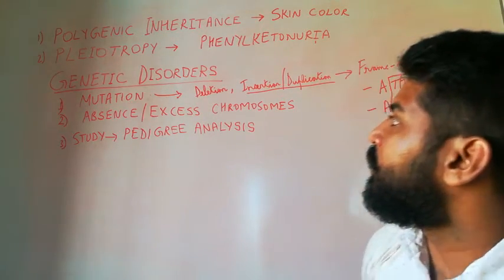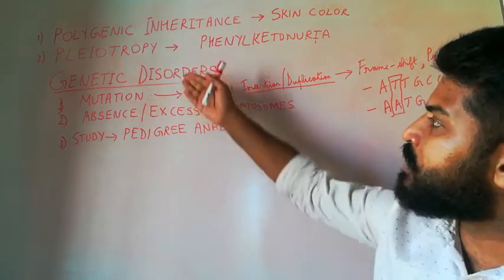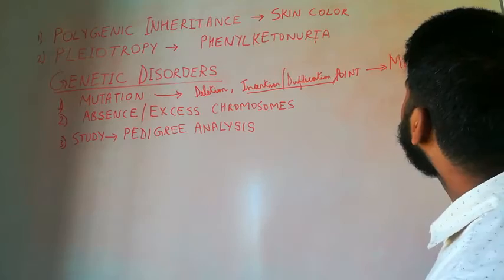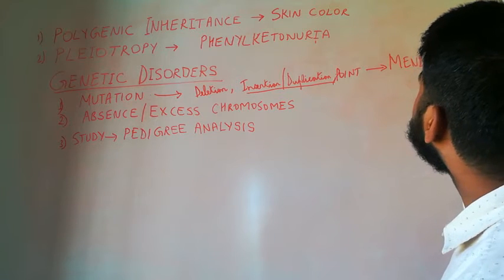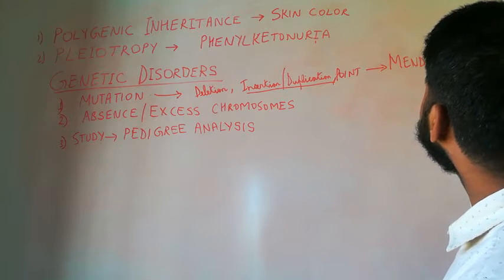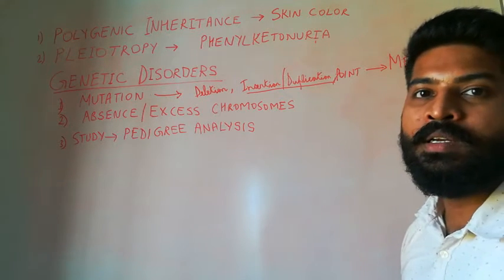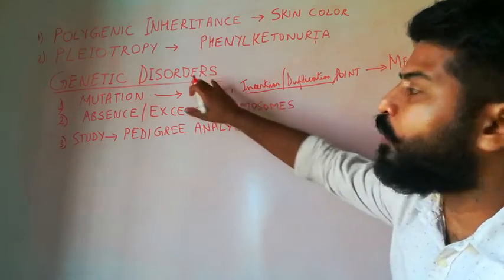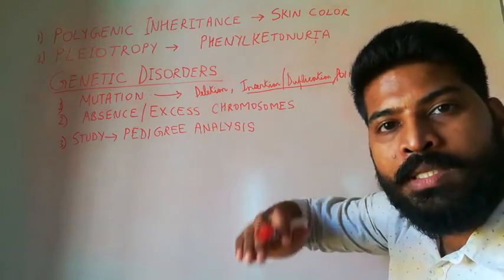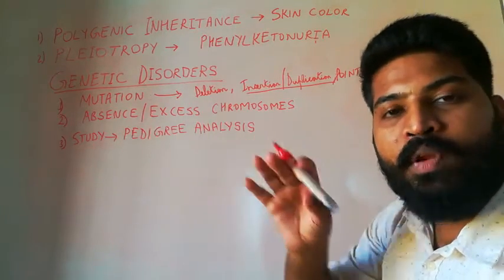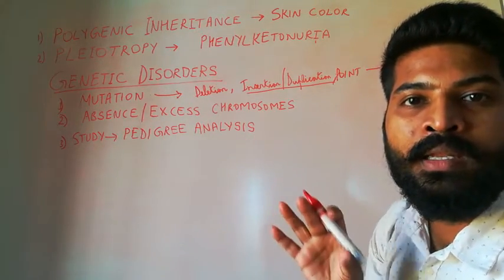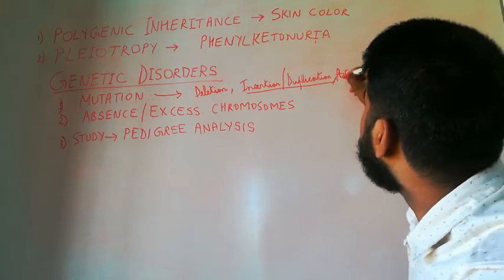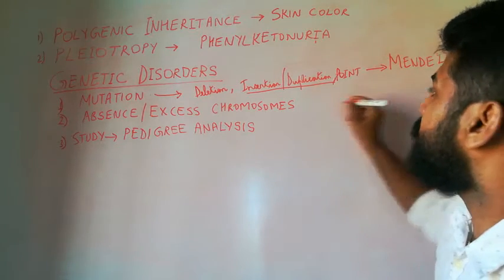When these cells are passed on to the next offspring, this also could result in genetic disorders. So in general, we can classify the genetic disorders into two types: Mendelian disorders, where there is a change in the gene or the allele, and the inheritance of these disorders from one generation to another follows the basic laws of Mendelian inheritance. It will exactly follow Mendel's laws of inheritance.